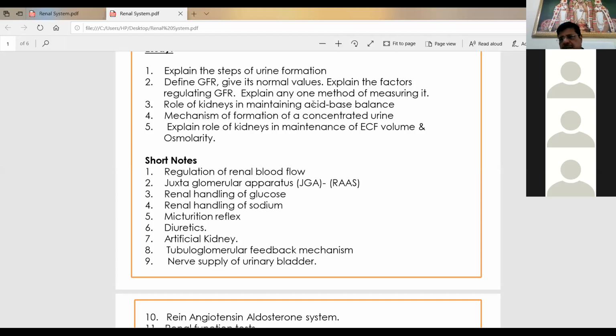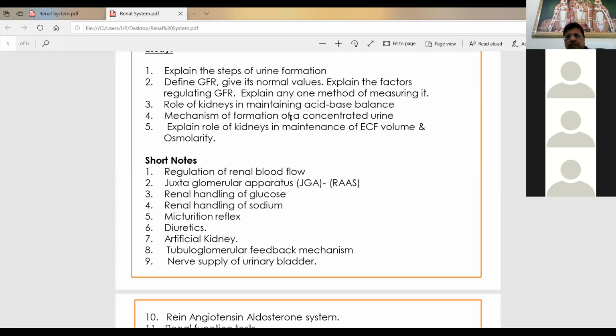Then you'll start with the main thing about the kidneys. So those three mechanisms: secretion of hydrogen ions, reabsorption of bicarbonate, and formation of new bicarbonate ions. And in the process of formation of new bicarbonate, you will tell about the buffer systems, the phosphate buffer system and ammonium ion buffer system. And then mechanism of formation of a concentrated urine.